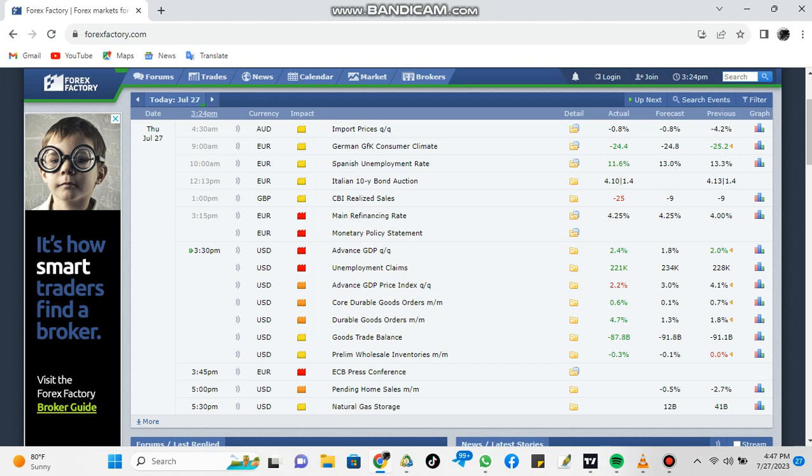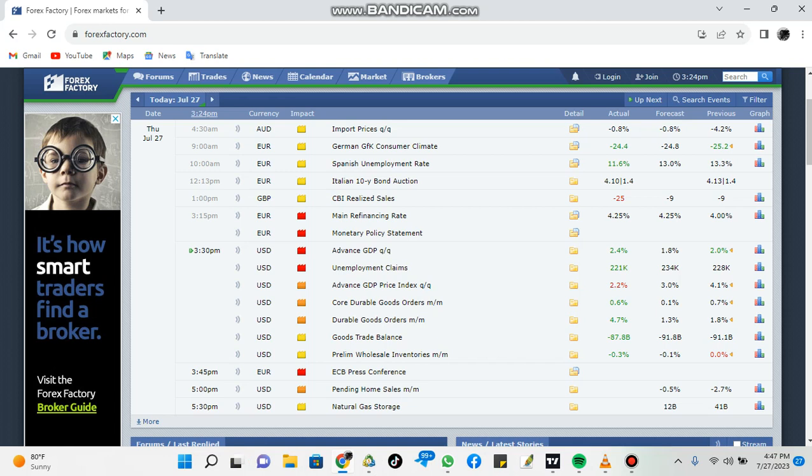I normally look at the fundamental news updates, news releases, news events, especially the ones that have just happened now. We're talking about the advanced GDP, then the unemployment claims. These were all high impact news, as you can see, in red.